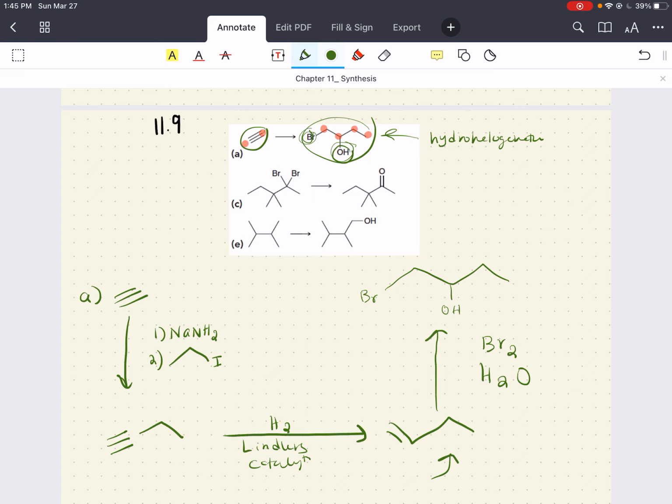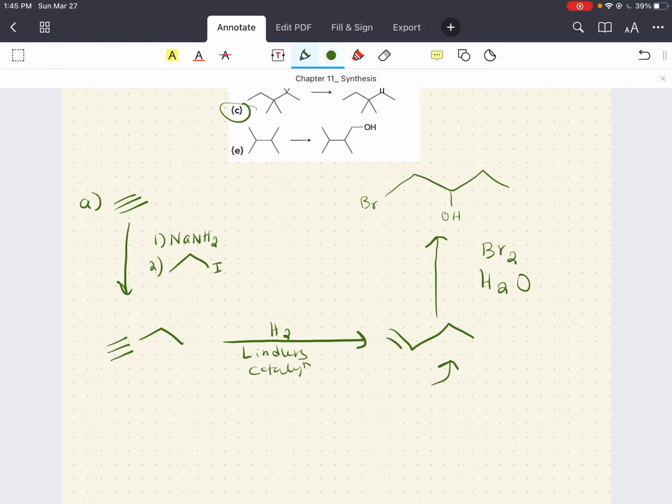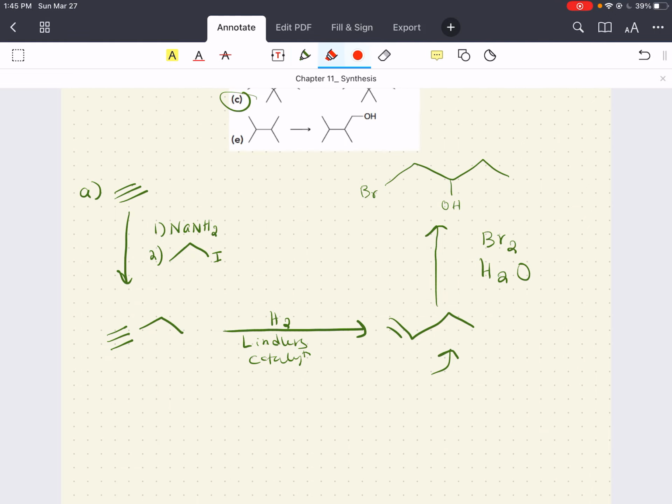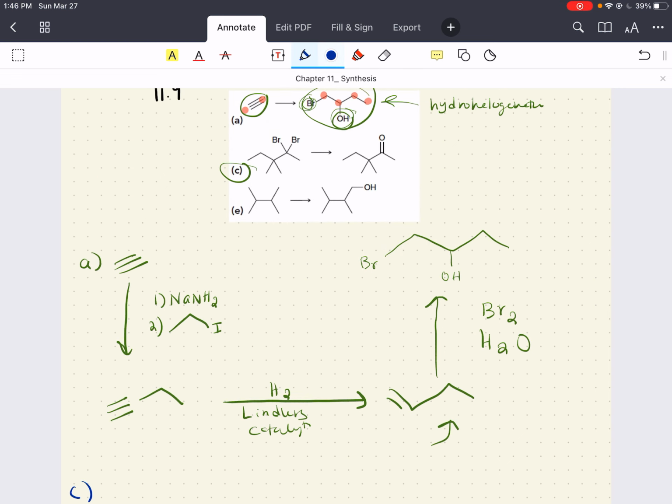All right, let's do one more. We'll do C together, and I'll leave E for you to figure out. Let's do it in a different color. What are we starting off with? We're starting off with this carbon chain that has 2 bromines on the same carbon here and 2 methyls on this carbon. What we want to end up with is a carbonyl here.